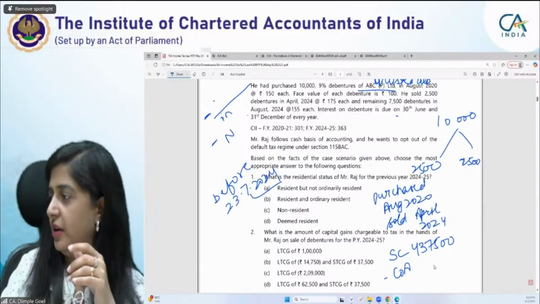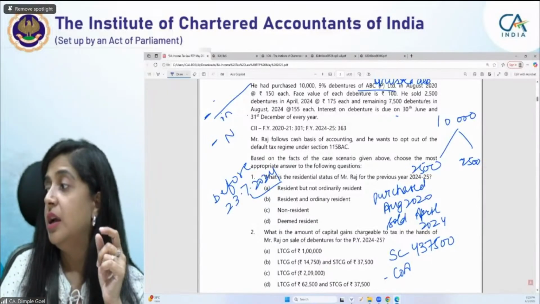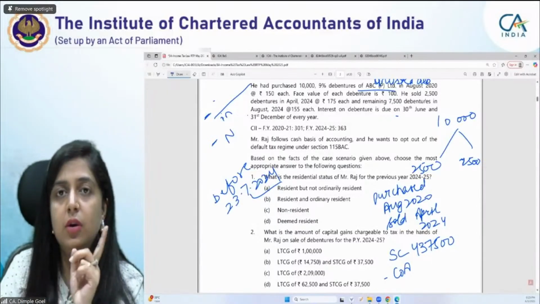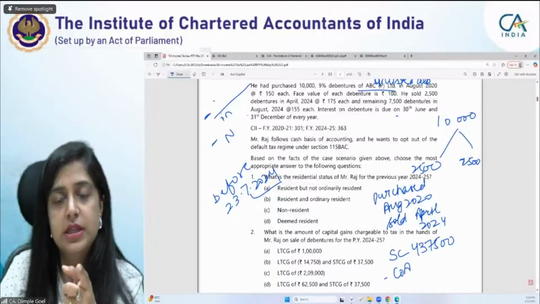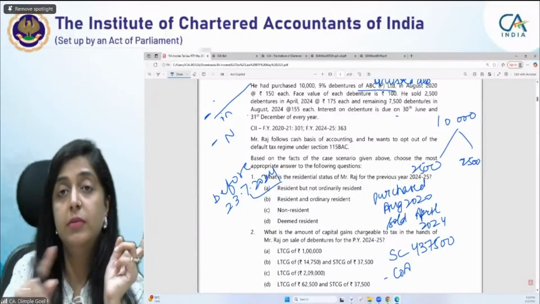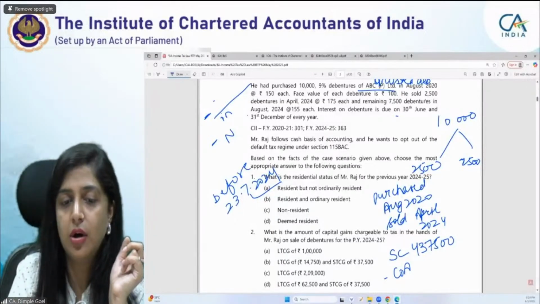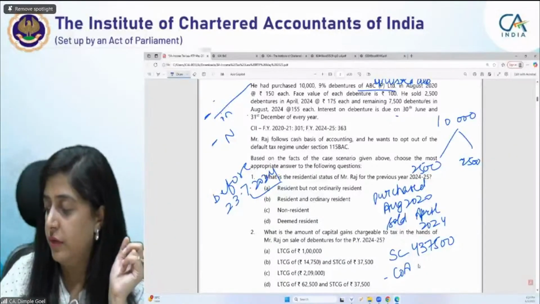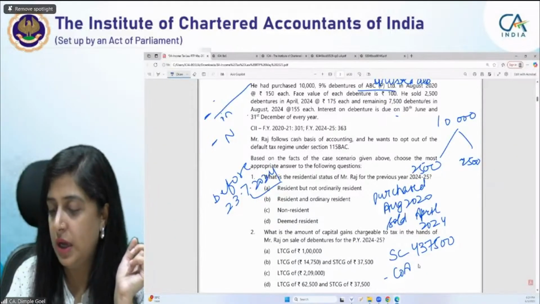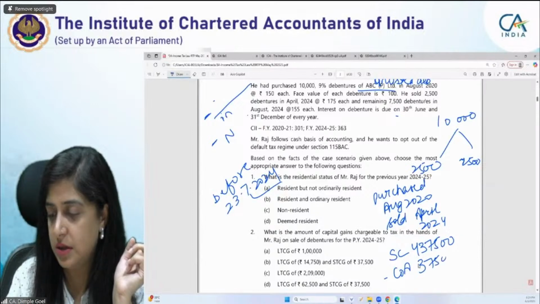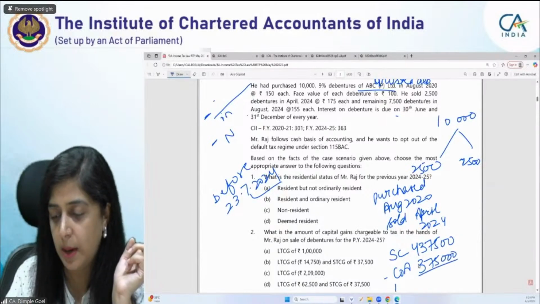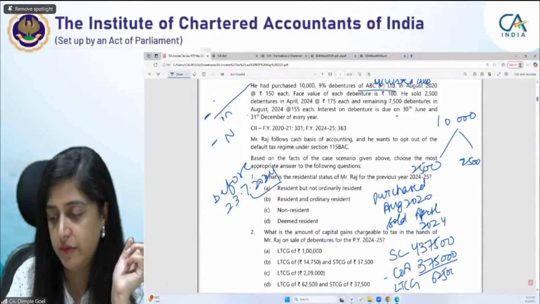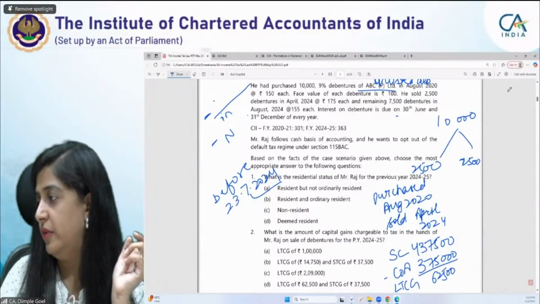Yes, Ishan, very good, Jayant. Indexation benefit is not available on debentures and bonds. Since it's a debenture, there will be no indexation benefit, and the cost of acquisition, which is 2,500 into 150, we have to reduce from sale consideration to derive the long-term capital gain, which is 62,500. Very good, Tanu.